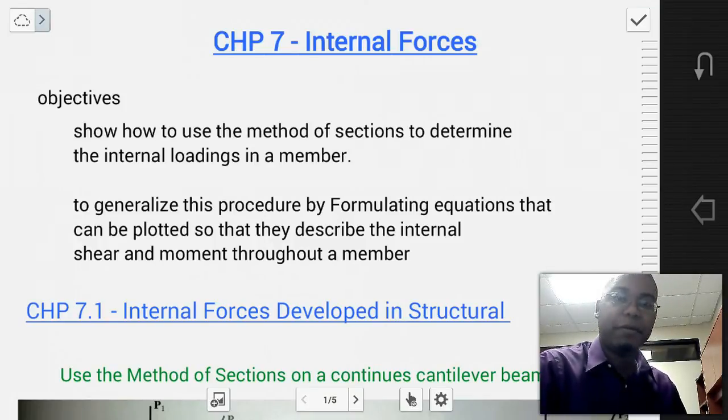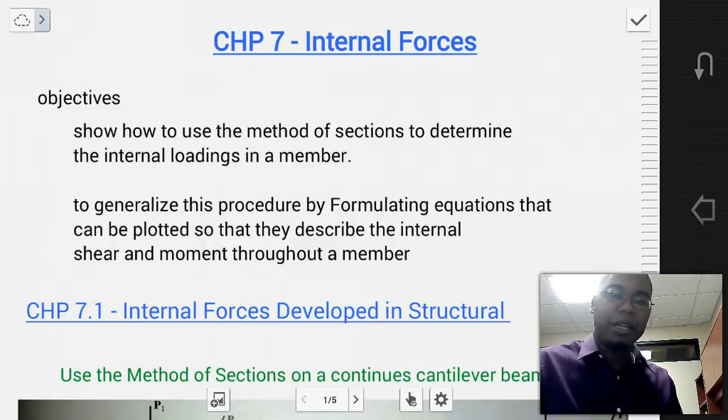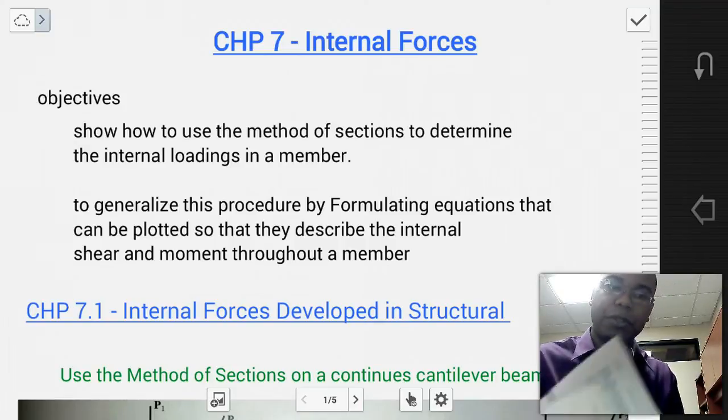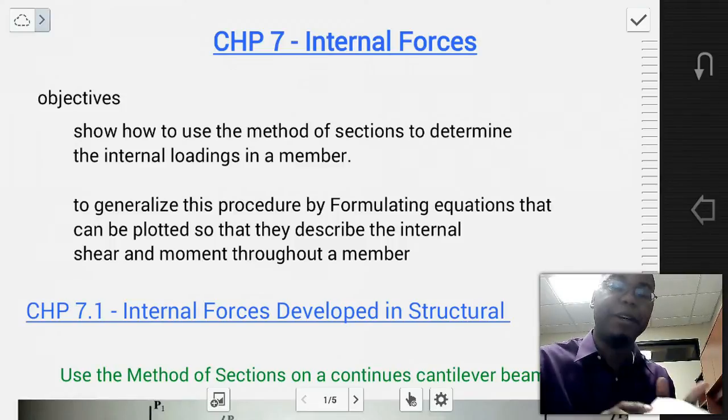The objectives that we have for Chapter 7 are to show how to use the method of sections to determine the internal loading in members, and to generalize this procedure by formulating equations that can be plotted so that they describe the internal shear and moment throughout a member. So today we're going to do sections 7.1 and 7.2 from the book. 7.1 is titled Internal Loadings Developed in Structural Members, and section 2 is titled Shear and Moment Equations and Diagrams.